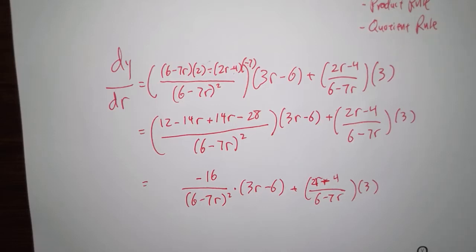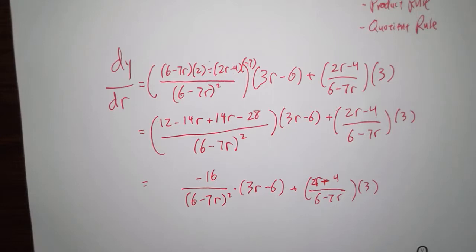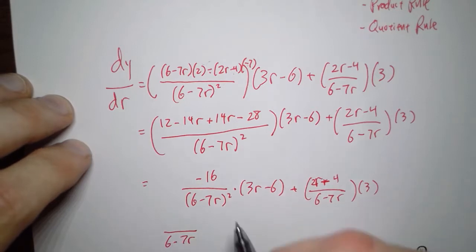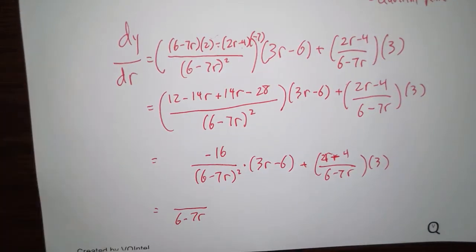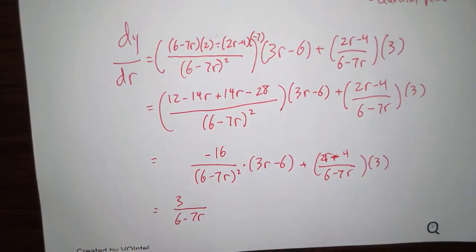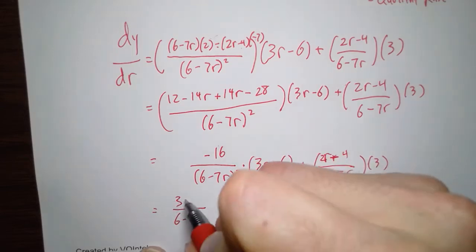So now, what do we do? Well, one thing we can do is ask, what can we factor out of everything? Everything has a 6 minus 7r in the denominator. We've got one here, we've got one here, so we can factor that out. What else does everything have in common? Everything has a 3, because we can take a 3 out of this, and we can take a 3 out of that. And we can also take out a 2. We can take a 2 out of here, and we can take a 2 factor out of here.